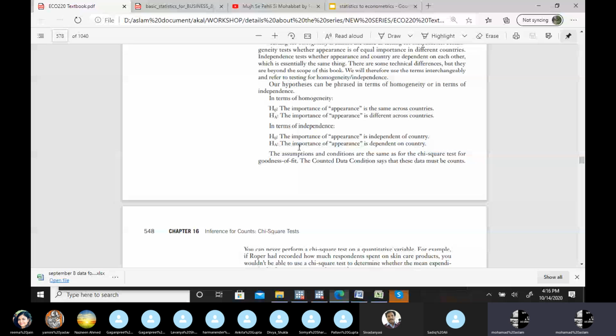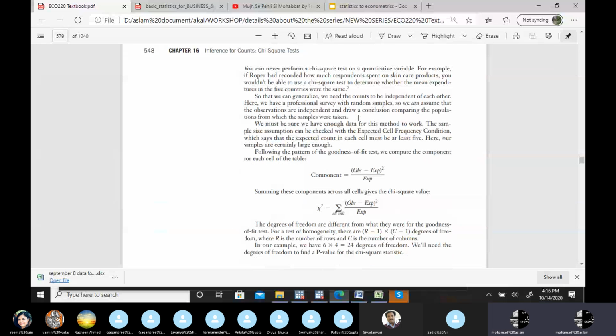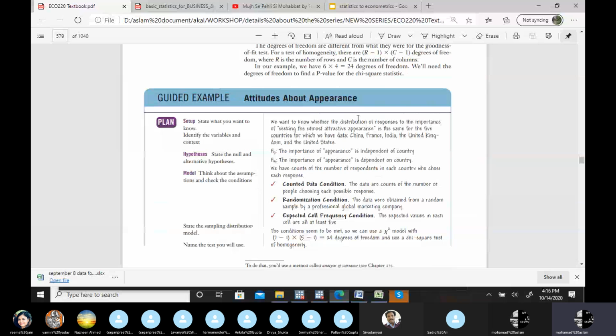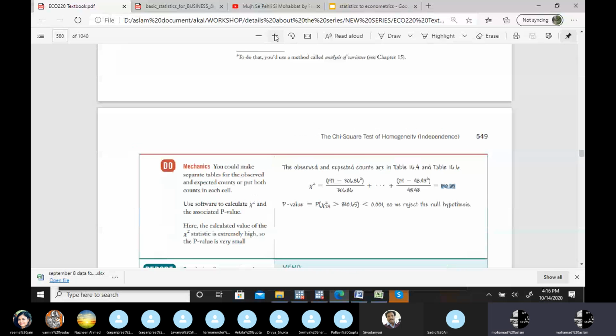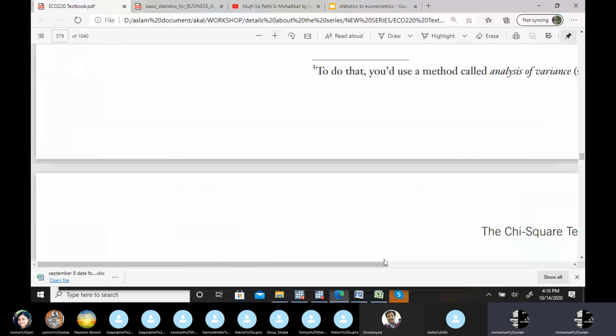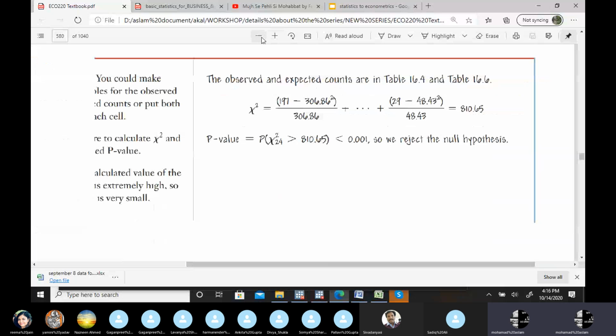So if you calculate all the values and then divide with your respective expected frequencies, and if you take summation of all the values, the value in this particular situation will be approximately 810. This value we have to compare with critical value, and if you go with the p-value approach, let's suppose this is the p-value for this particular situation, 0.01.